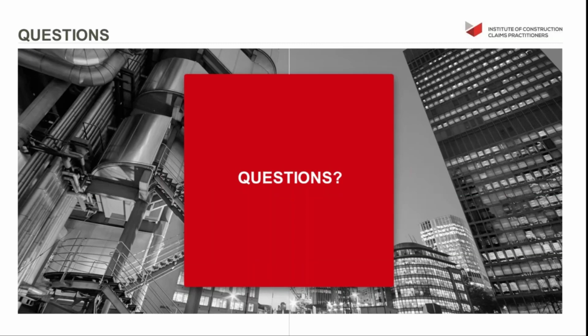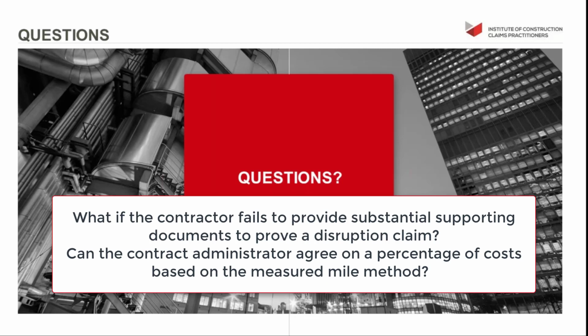And then we'll just go on to our last question from Satgunaraja. I hope I pronounced that correctly. What if the contractor failed to provide substantial supporting documents to prove a disruption claim? Can the contract administrator agree on a percentage of cost based on the measured mile method? We have, I think, a couple of questions in the same question there.